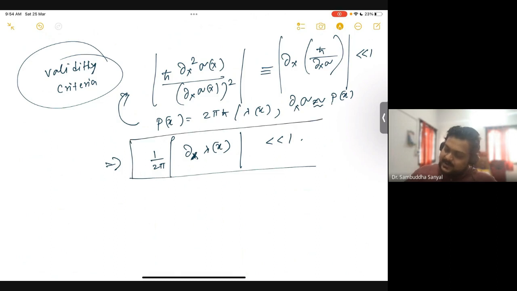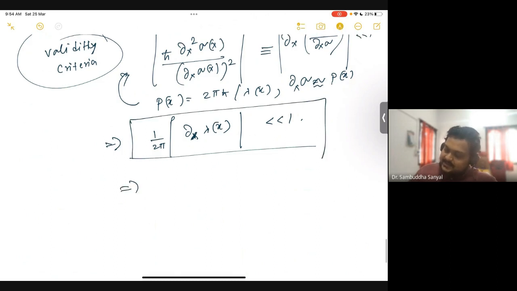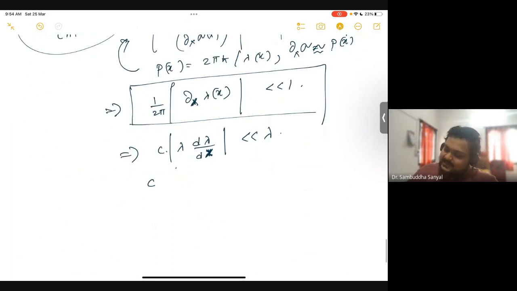So this is my validity criteria, which I can rewrite as simply saying lambda dλ/dx is much less than 1. I just multiplied by lambda on both sides, and I got rid of the 2 pi factor. If it is less than 1, this is basically like 2 pi. If you want, you can keep it also. It's not a big deal. You can keep the 2 pi as some c. But the main point is the change in, so what is this physically?